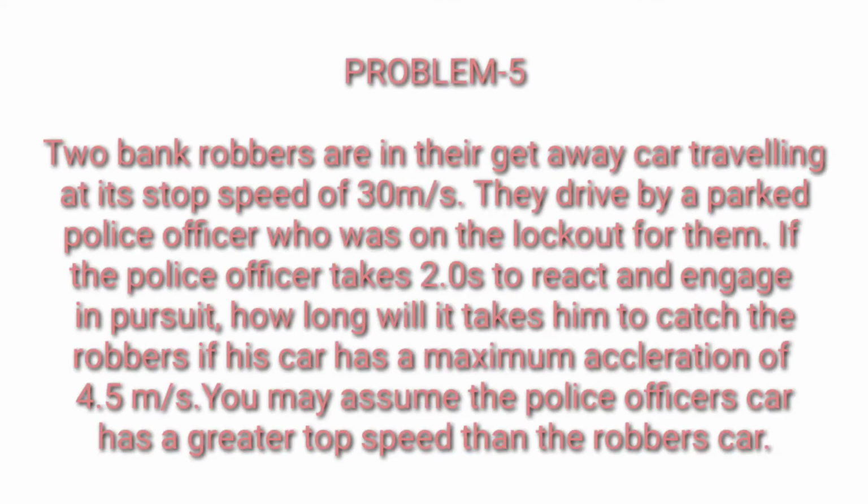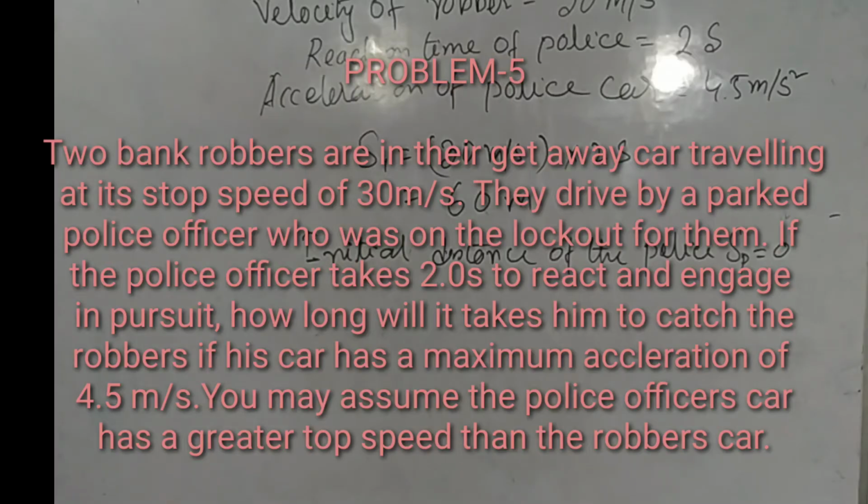Two bank robbers are in their getaway car traveling at its top speed of 30 meters per second. They drive by a parked police officer who was on the lookout for them. If the police officer takes 2 seconds to react and engage in pursuit, how long will it take him to catch the robber? If his car has a maximum acceleration of 4.5 meters per second squared, you may assume the police car has a greater top speed than the robber car.